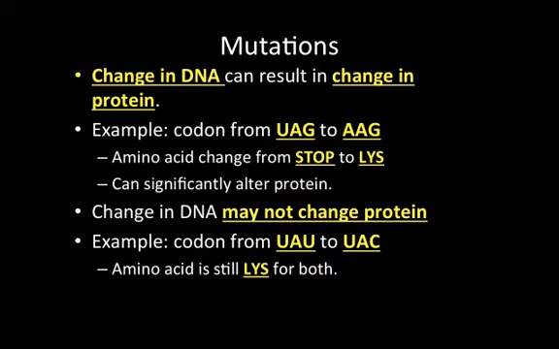Additionally, a change in DNA may not necessarily change a protein at all. For example, the codon going from UAU to UAC, if we look at the coding chart, is still the same amino acid for both. So this would not result in a change in the protein at all. Some mutations can be damaging to the cell and others may not change anything at all. It just depends on where the mutation takes place inside of the DNA. Some may cause changes in proteins and some may not. Some may be deadly to the cell and some may not as well. Just keep that in mind as we go through this.